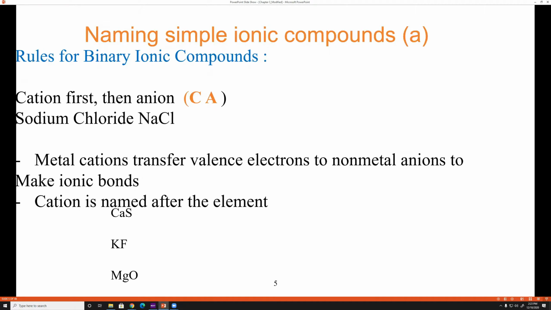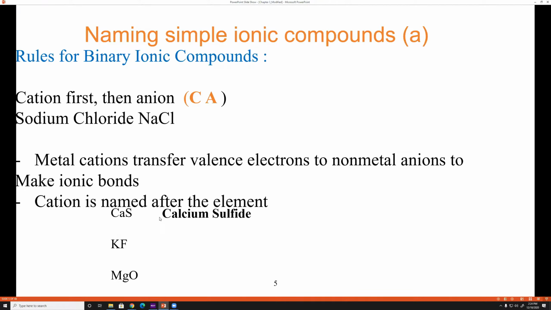And naming the simple ionic bonds where you have a metal cation followed by the nonmetal anion. The way it works is the metal cation is named by its element name. So you just name the element. For CaS, you would first name calcium. And then for K, it would be just potassium. For Mg, it would be magnesium.